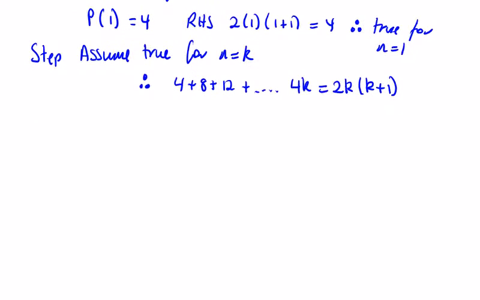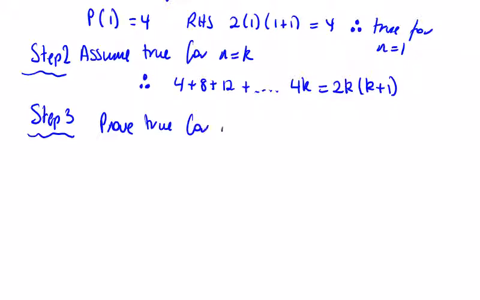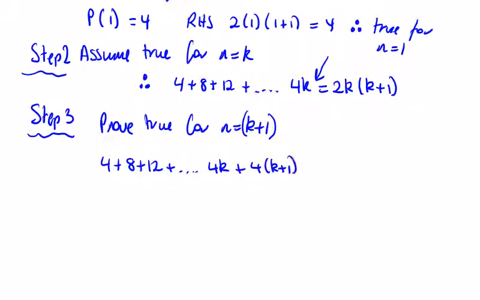And that brings us to step 3. We're going to prove true for n is equal to k plus 1. So k plus 1 is the next term in the sequence, the one after this one. That would mean that 4 plus 8 plus 12 plus ... plus 4k plus the next term, which is 4 times k plus 1. So if k is 10 in here, the 10th term is going to be 11 in here. Is that equal to the right hand side when we put k plus 1 in for k?